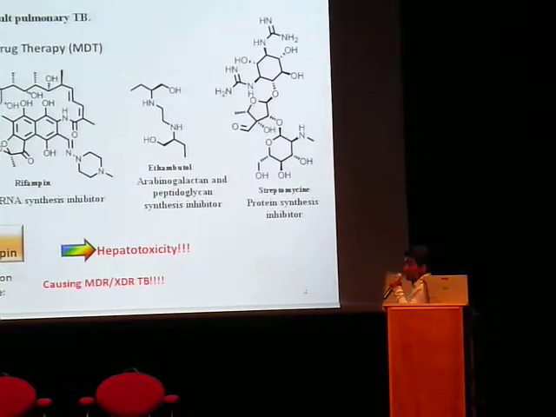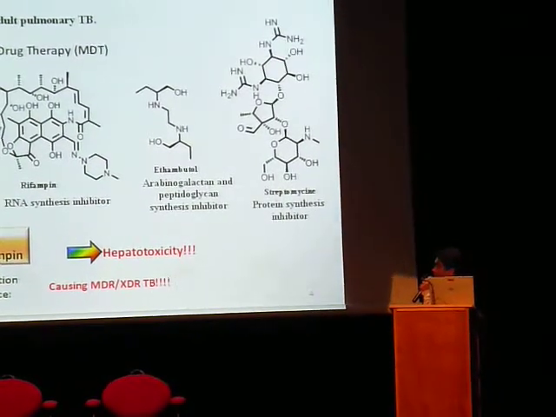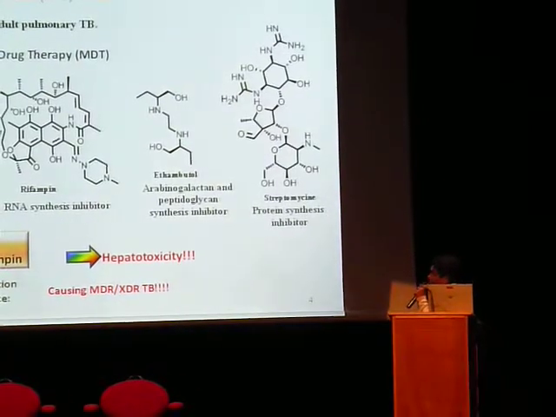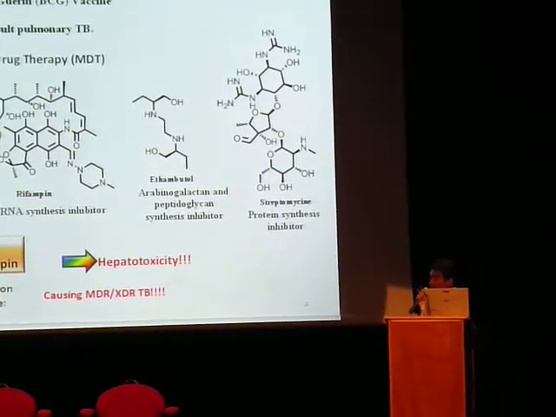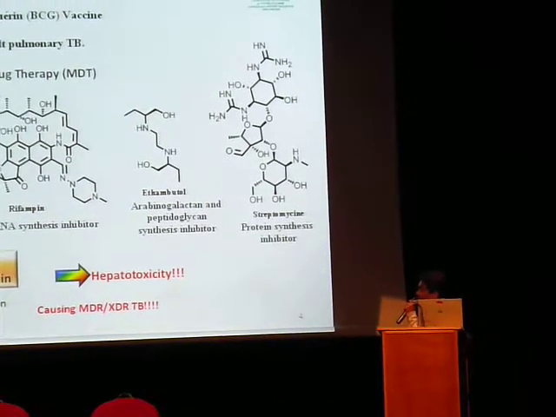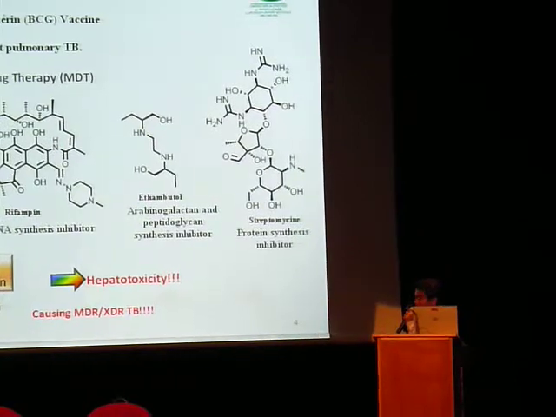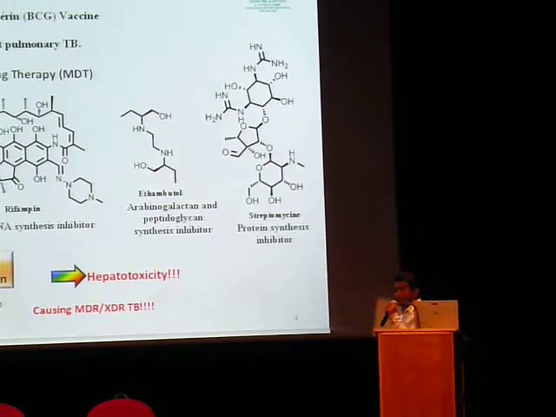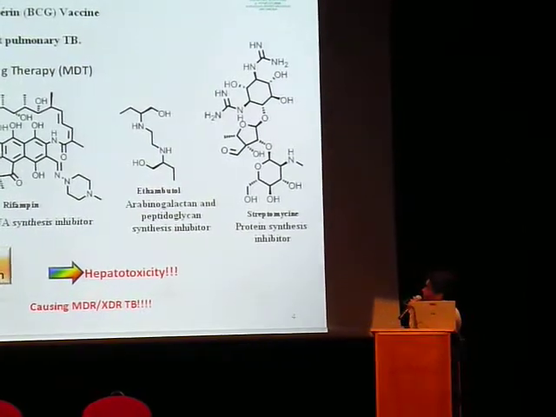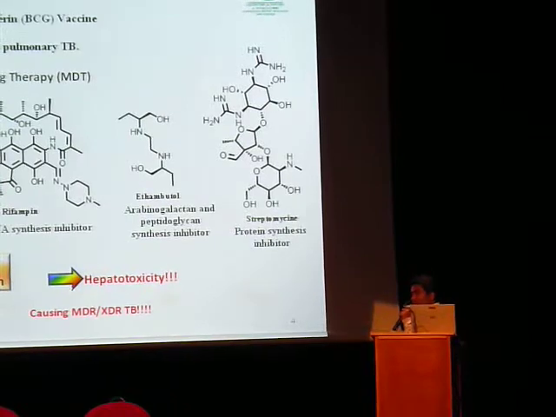But this prolonged treatment causes the severe side effect of hepatotoxicity, which forces premature treatment termination. And in association with this premature termination, because this is a long treatment, there is also a lack of treatment observance. This allows the bacteria to mutate and develop resistance to these drugs, causing multi-drug resistant or extensively drug resistant tuberculosis.